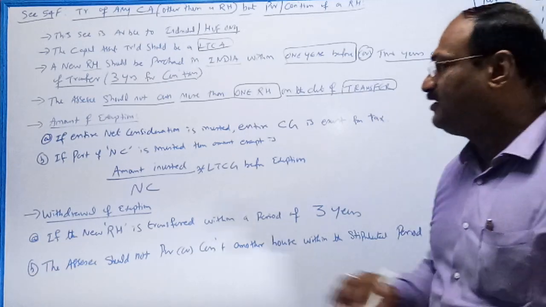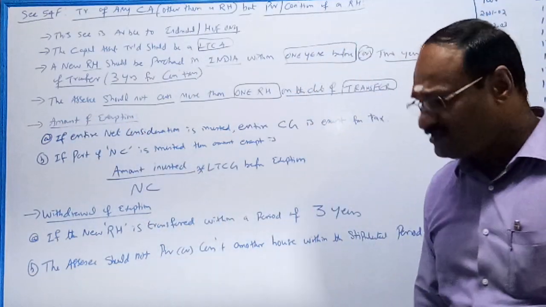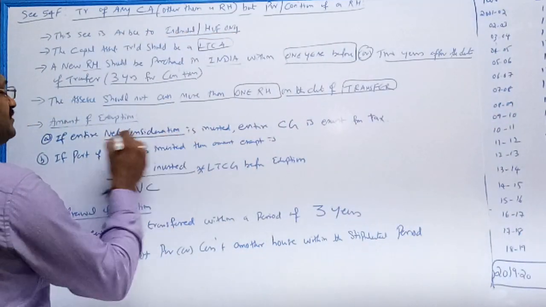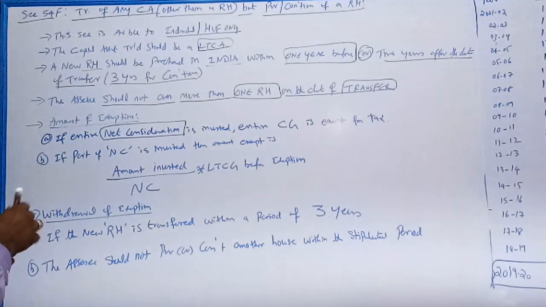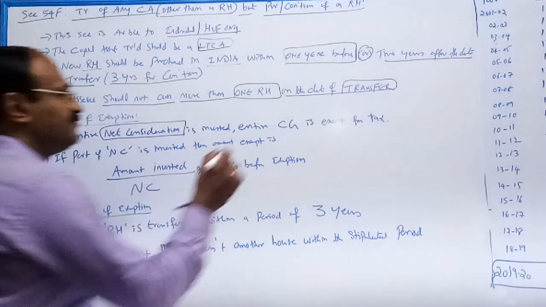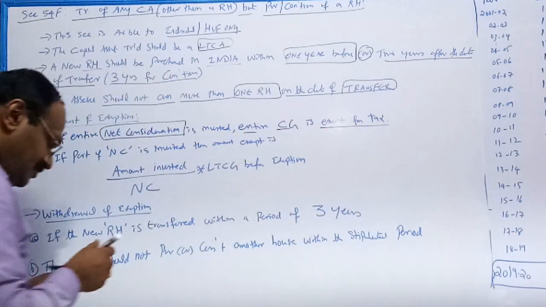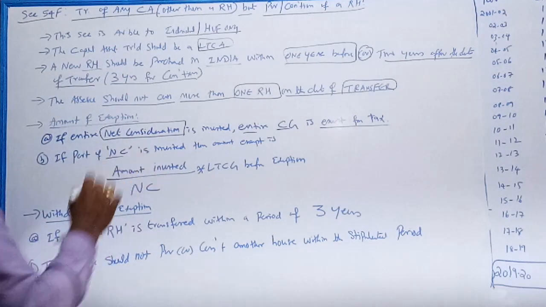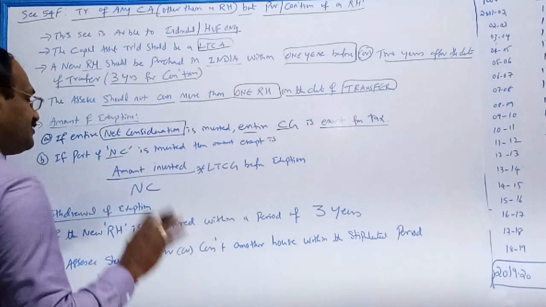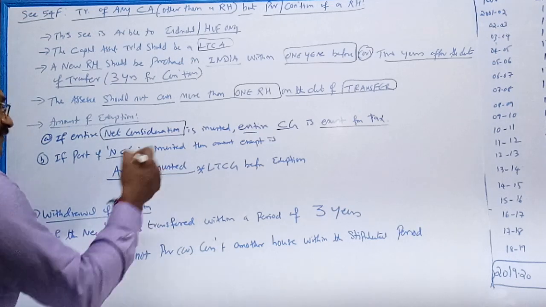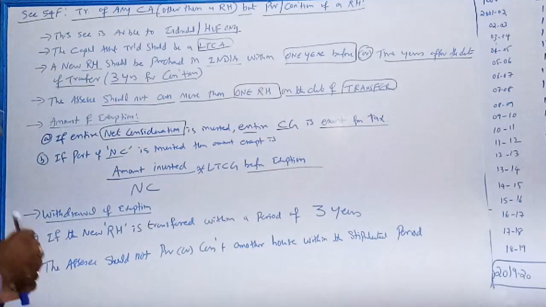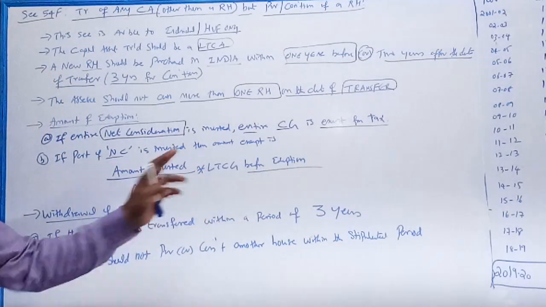Then next is the amount of exemption. Suppose the entire net consideration is invested, then the entire capital gain is exempt from tax. Suppose you invest part of the net consideration, then the amount of exemption is amount invested divided by net consideration, into long-term capital gain before exemption.